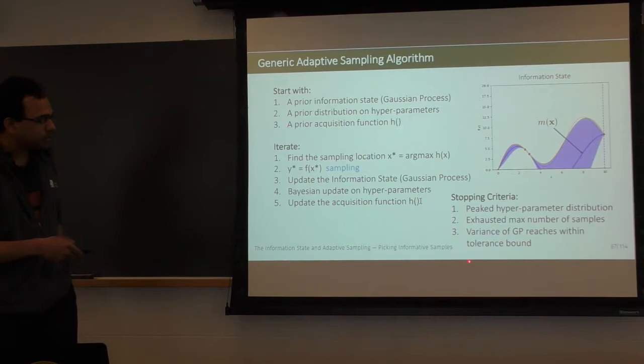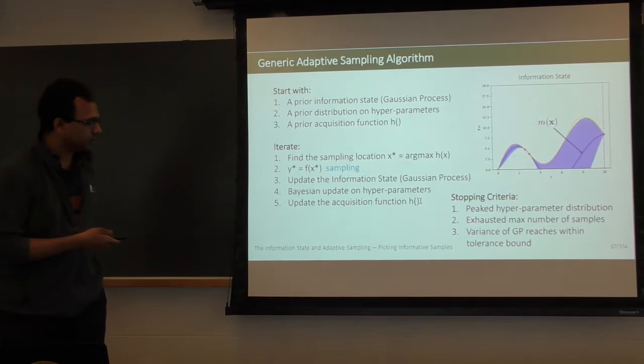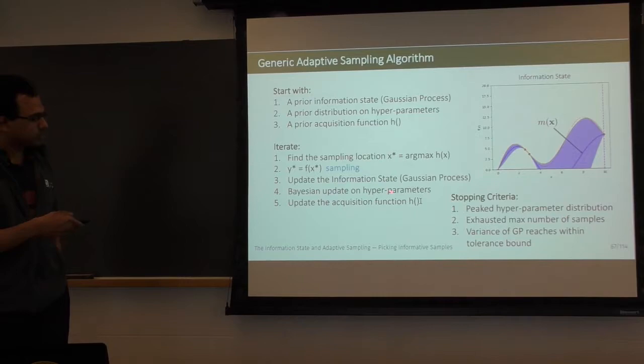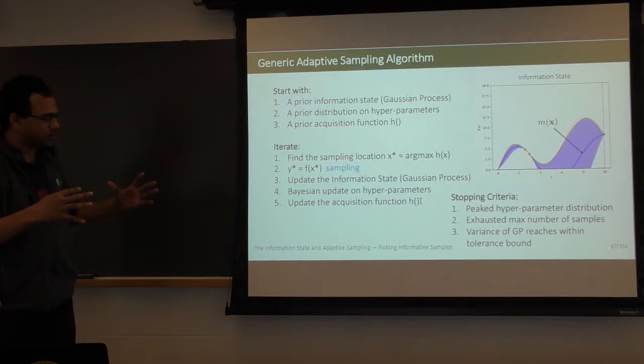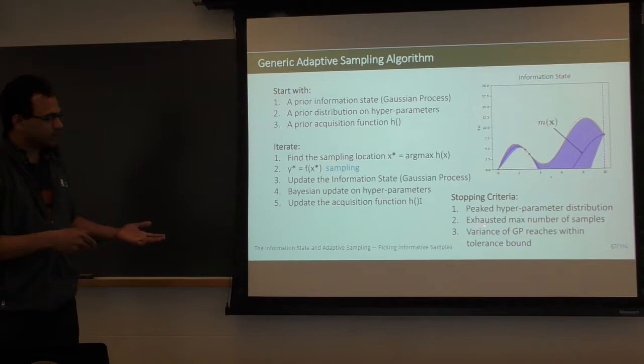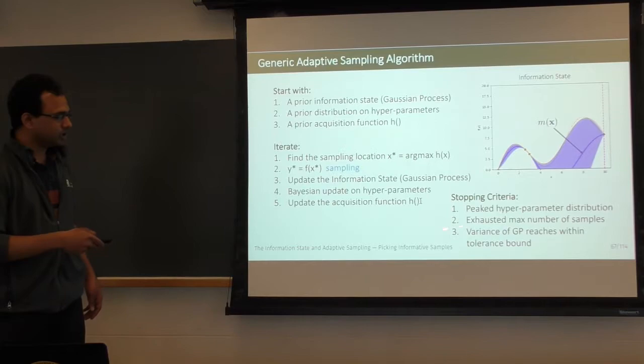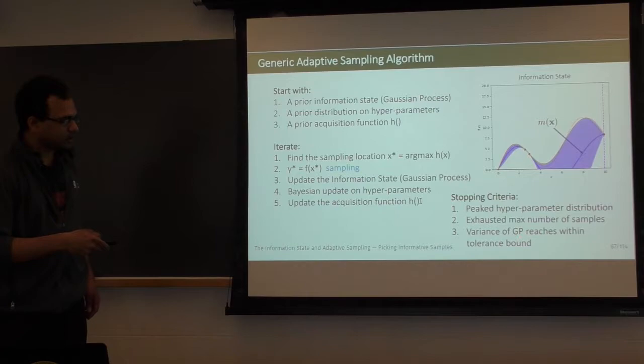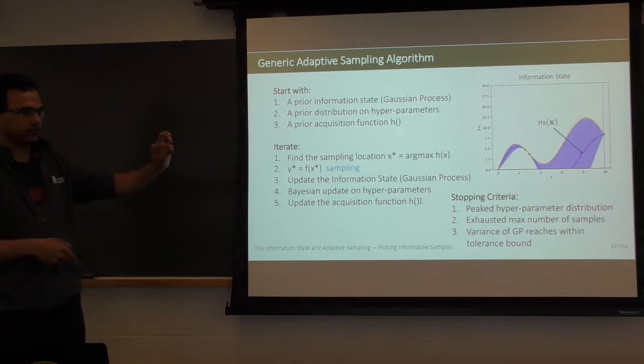These are just three criteria. There could be others, or you can use combinations of them. One is when I have some distribution of hyperparameters. Hyperparameters characterize how uncertain my model is, which is the mean and covariance. So if my hyperparameter distribution is more peaked, that is, I know what my theta is, I stop. The other one is that you're given some finite number of samples, like 10 samples, and that's all you can do. You stop when you've exhausted all 10. And the third criterion is when the Gaussian process variance reaches within a tolerance bound. Suppose the variance at all places is very small, then you can stop. So there are three criteria.